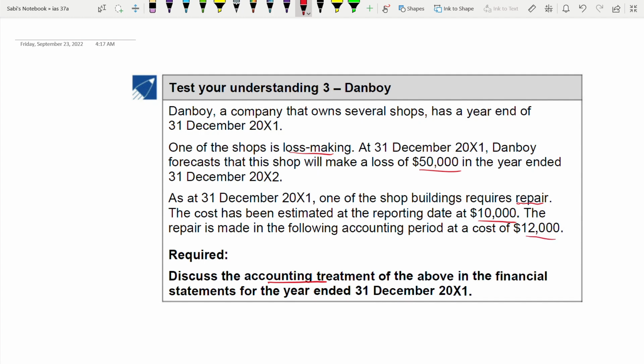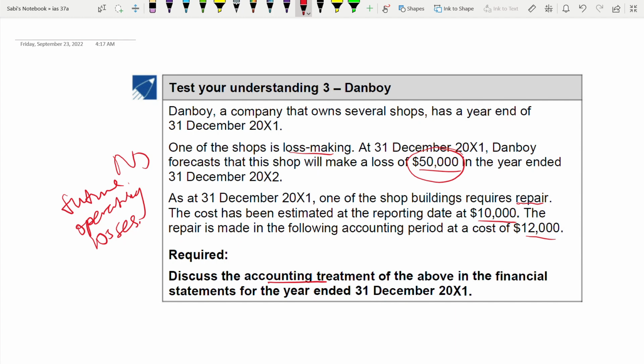So you see there are two conditions. One is loss making of 50,000. The other one is regarding repair. So how do you deal with these two? That means, in short, the question is asking you whether a provision needs to be recognized or not. So for this 50,000 loss making, I will ask you a question. Should a provision be recognized? No. The answer is no. Provision should not be recognized because provisions are not recognized for future operating losses. This is future operating losses. Please understand, this is the first specific situation. You do not recognize provision for this type of losses.